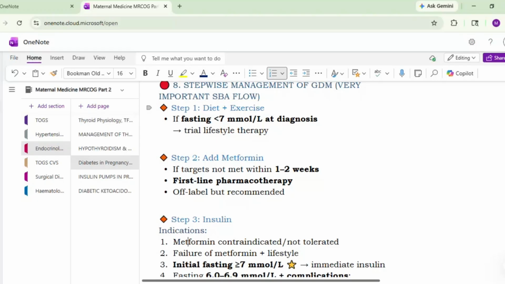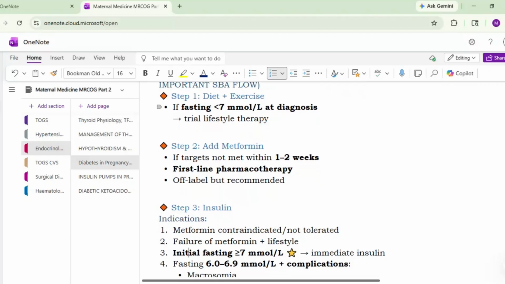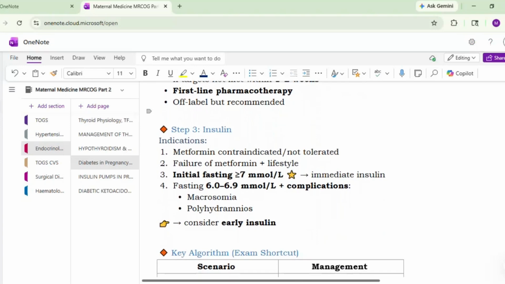So 2 weeks of diet plus exercise if the fasting is less than 7, please remember. If not controlled with diet plus exercise in 1 to 2 weeks, we will add metformin. That is the first line pharmacotherapy. It is off label, but it is recommended, including during pregnancy.